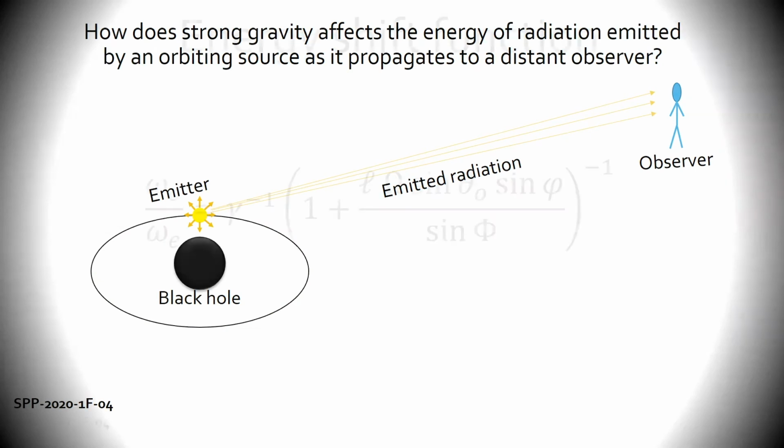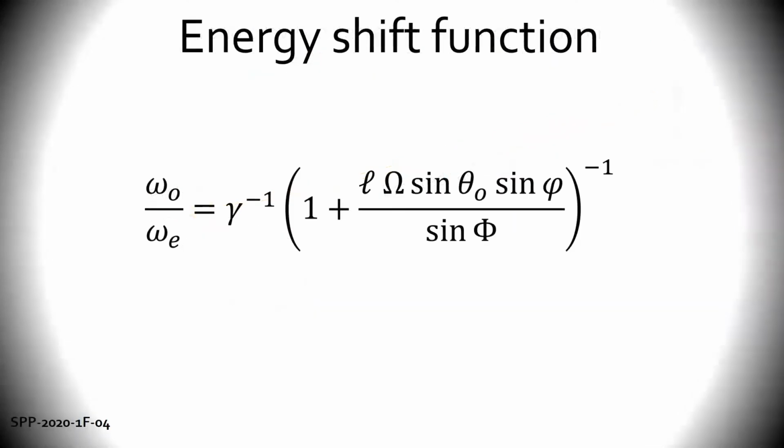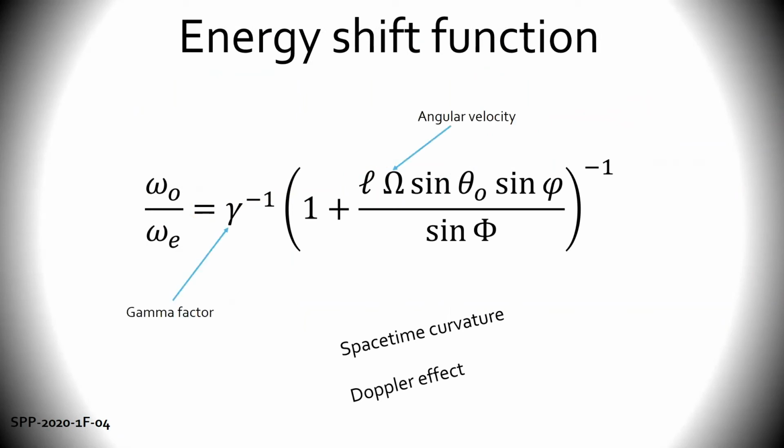This can be done by calculating the energy shift function. This energy shift function quantifies the radiation's energy influenced by the spacetime curvature and the Doppler effect arising from the motion of the emitting particle. This energy shift function is dependent on the particle's motion dictated by the angular velocity and the gamma factor. It is also dependent on the relative angular position of the observer and the emitter.